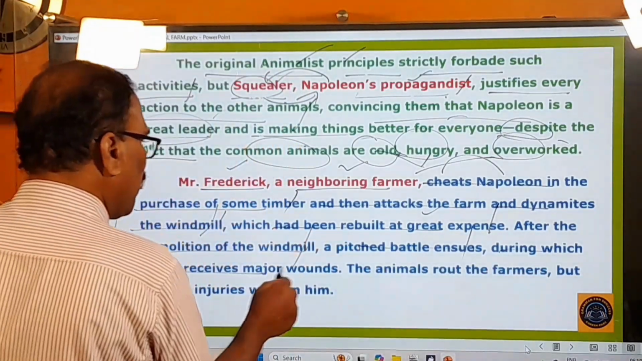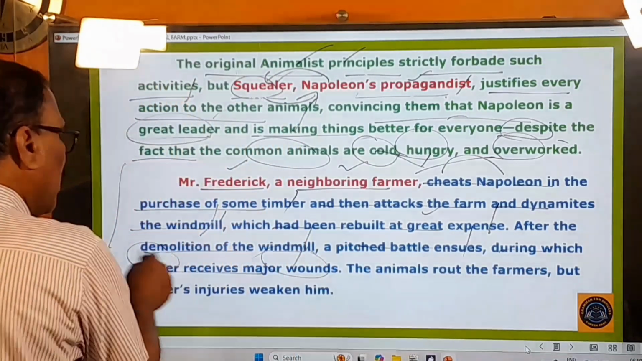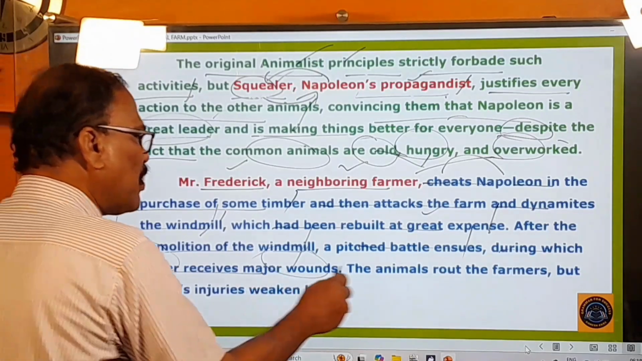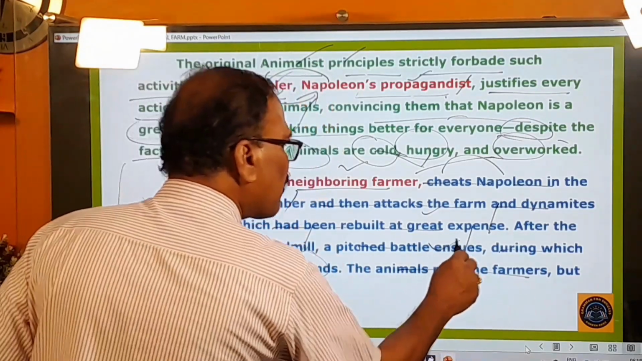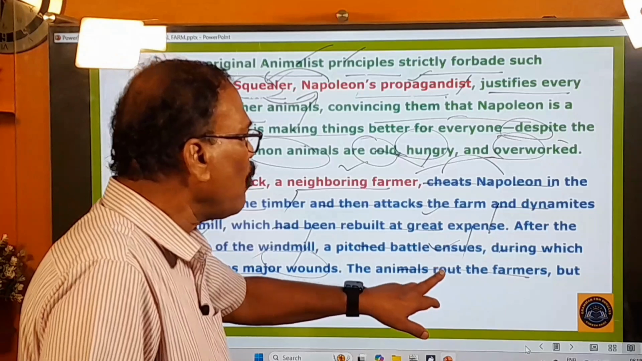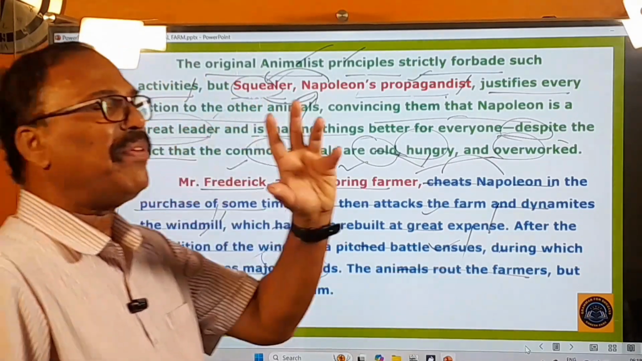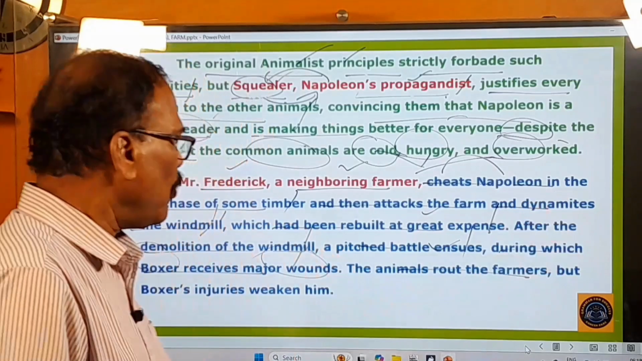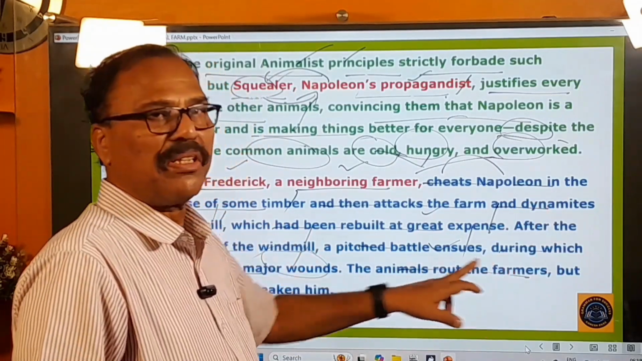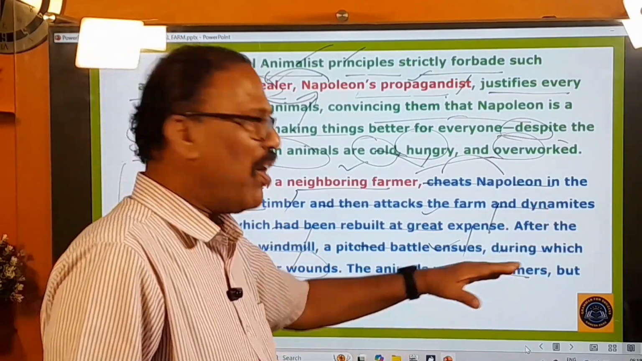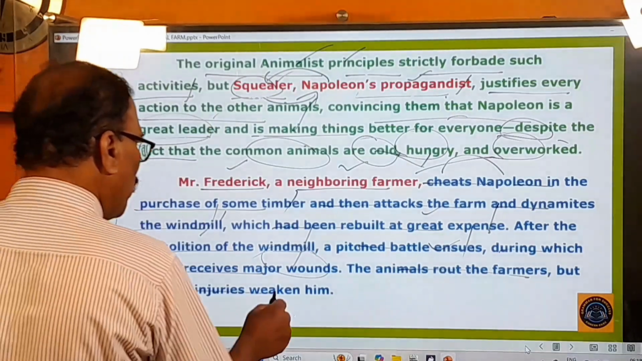Boxer receives major wounds. And this Boxer, the cart horse, receives major wounds. The animals rout the farmers. All the animals rout. Rout means defeat disastrously. So all the animals rout the farmers. They defeat the farmers, but Boxer's injuries weaken him.